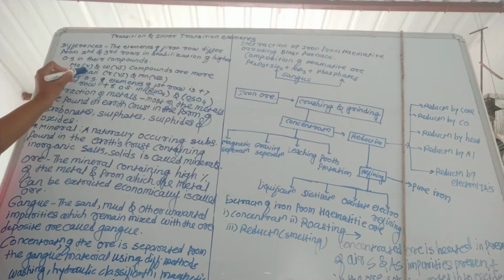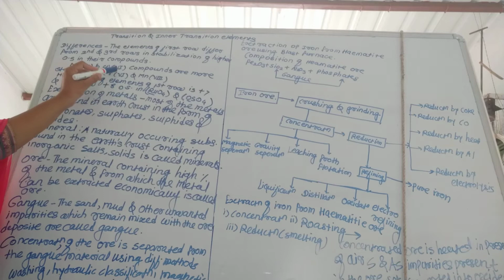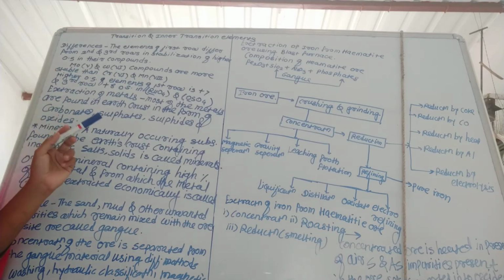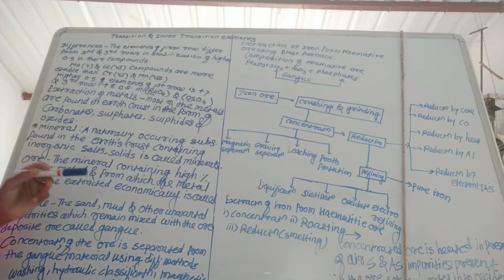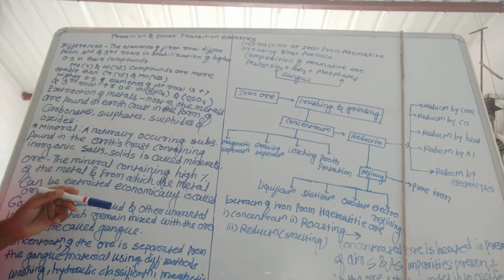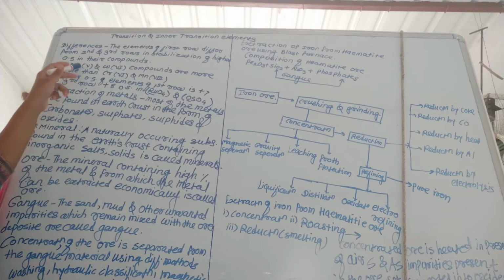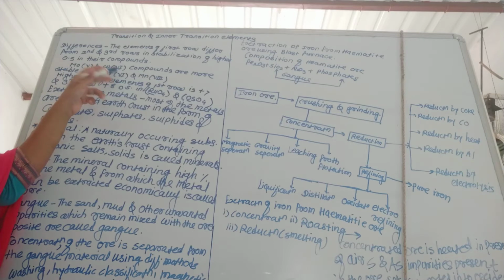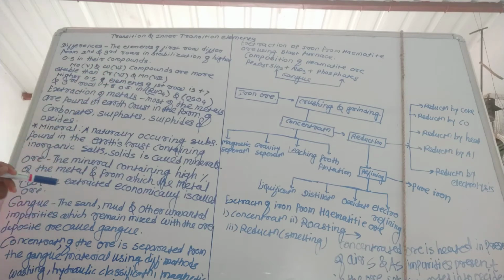Molybdenum shows +6 and tungsten shows +6 compounds that are more stable than chromium +6 and manganese +8. Here it can show variable oxidation states. Molybdenum and tungsten are second series elements, and chromium and manganese are first transition series elements. Among these, molybdenum and tungsten show the +6 oxidation state, which is more stable than chromium in the +6 oxidation state and manganese in the +8 oxidation state.